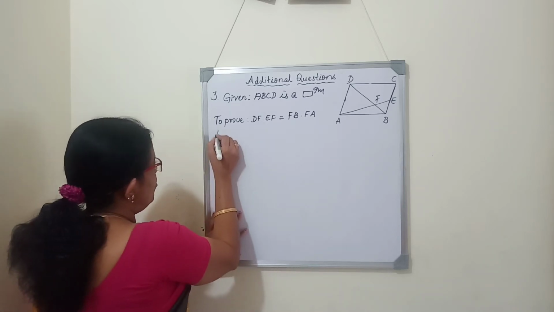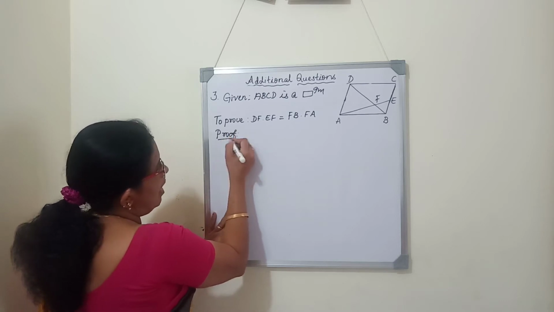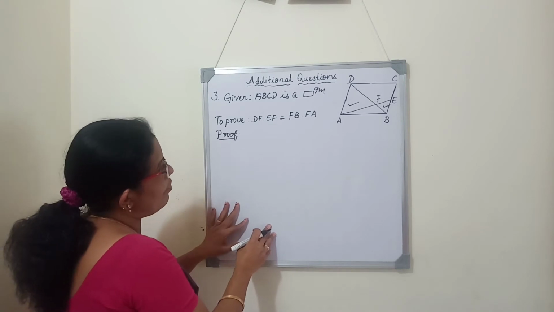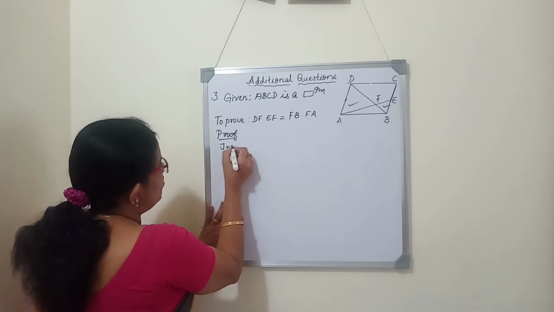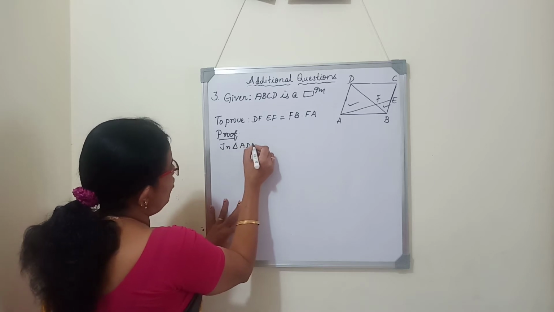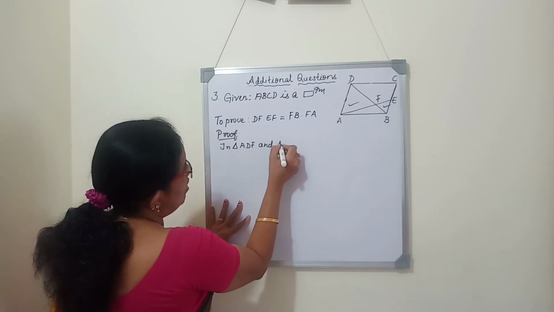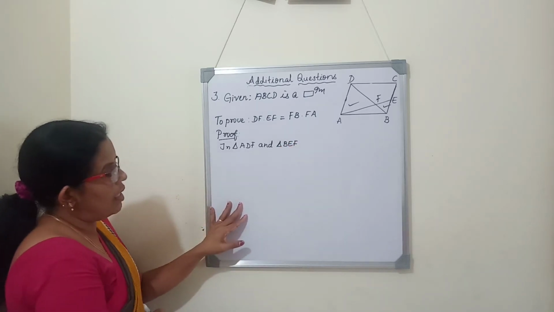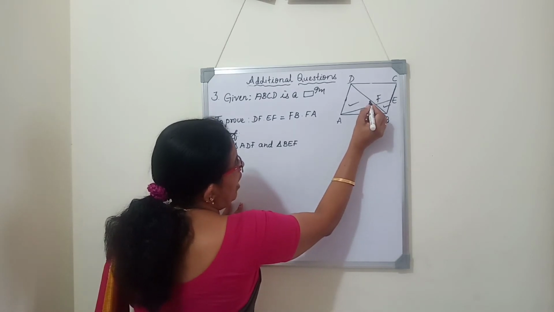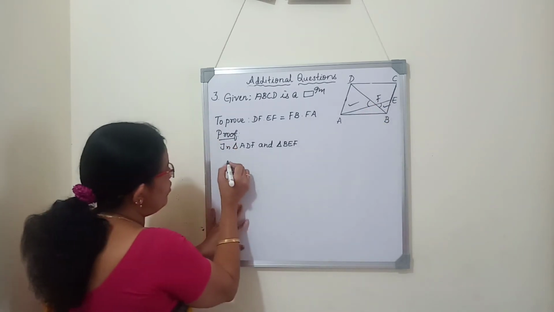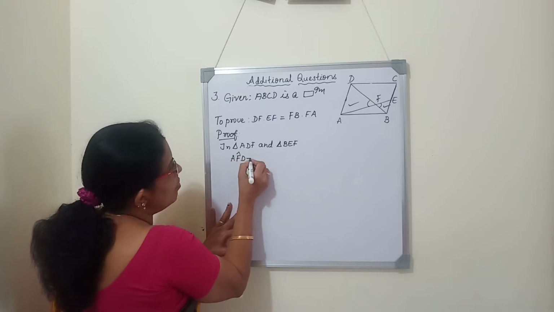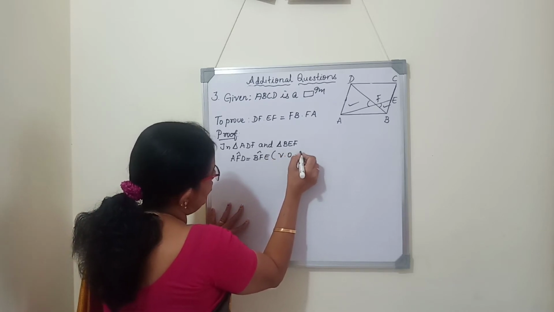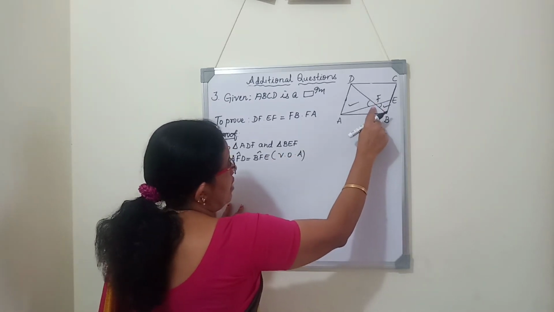So here, for the proof, we will consider triangle ADF and triangle BFE. How can we say that these two triangles are similar? First angle we can take: angle AFD is equal to angle BFE, vertically opposite angles. These two lines are intersecting at a point.